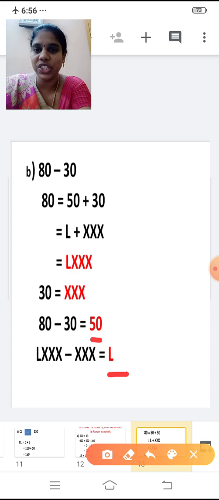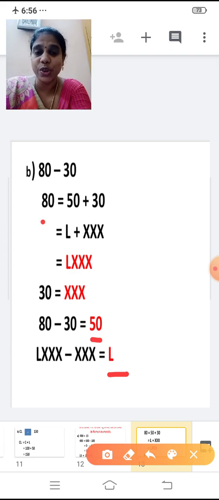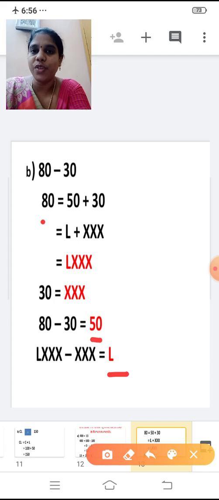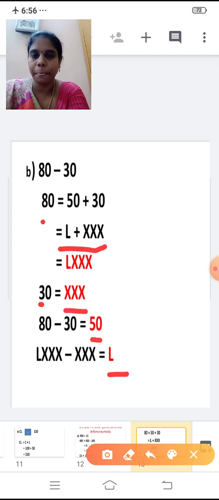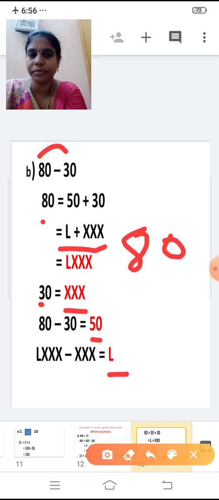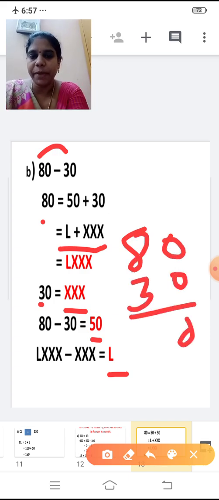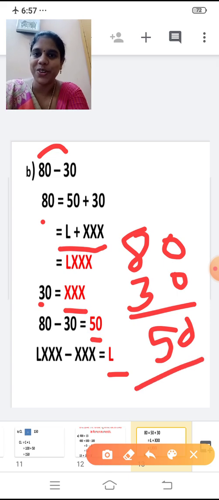So 80 minus 30, first change that into Roman numeral. 50 plus 30 is 80. The Roman numeral for 50 is L plus 30, X. All together LXXX. Now take 30, change that into Roman numeral, XXX. Now subtract 80 minus 30. That means 50. Answer is 50. Change that into Roman numeral L. So the answer is L. When you subtract LXXX minus XXX, the answer is L.